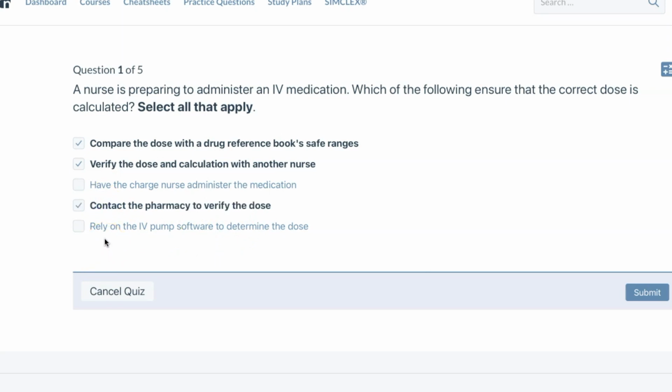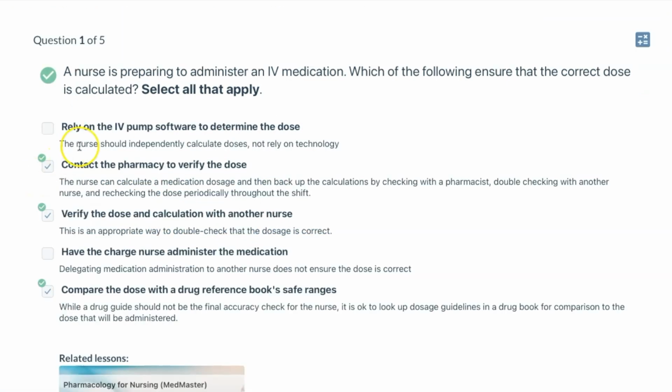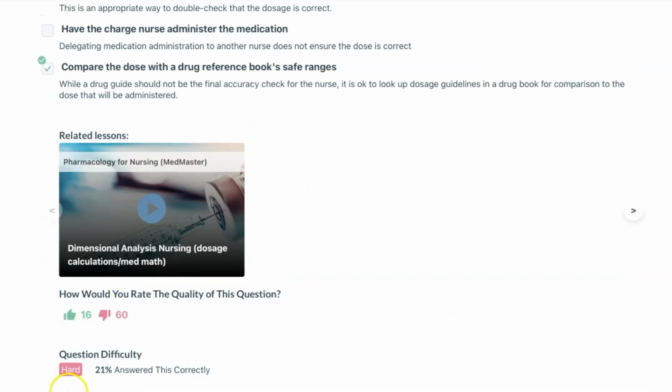Anything that's like rely on the IV pump. So the nurse should independently calculate doses, not just rely on technology, because technology can sometimes fail. So these are the correct choices. If this question was difficult, 21% answered this correctly.